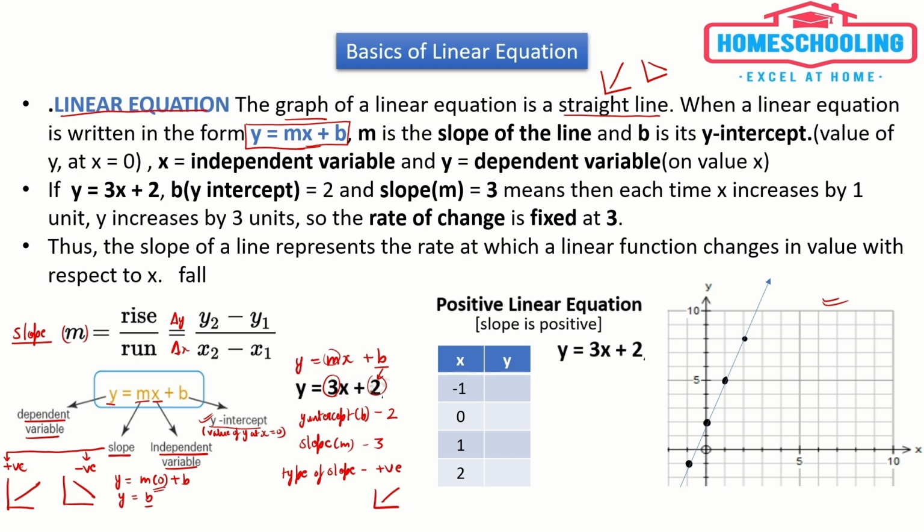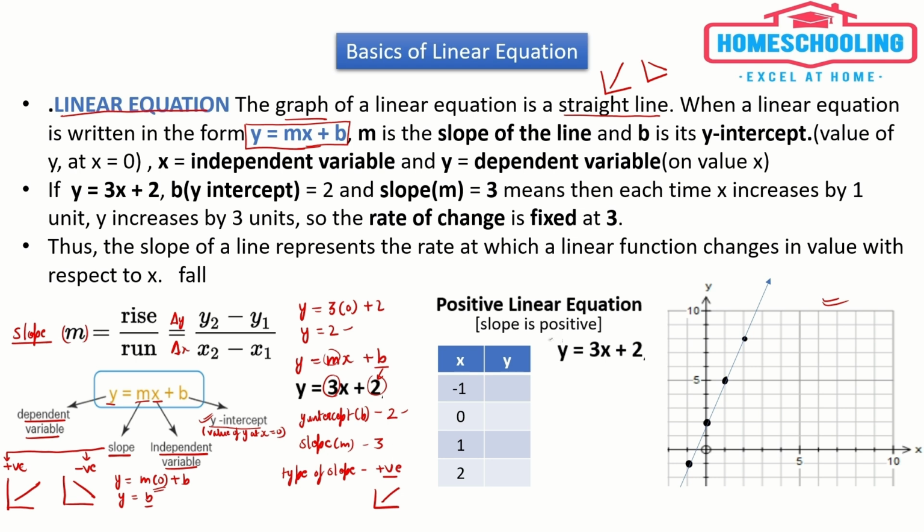We can also check whether b, the y-intercept, is 2 or not. So as we already know, it is the value of y at x is equal to 0. So if we put x is equal to 0 in this equation, y is equal to 3 into, instead of x here, we will put 0 here. So we know 3 into 0 is 0. So y is equal to 2. So your y-intercept would be 2. Our slope is m here, that is 3. And the value of slope m is positive 3. So that's why it will have a positive slope.